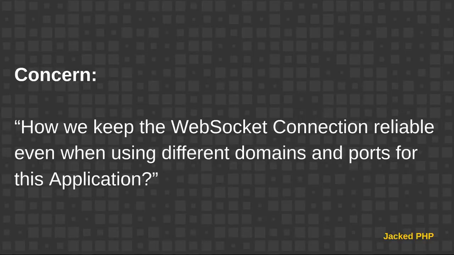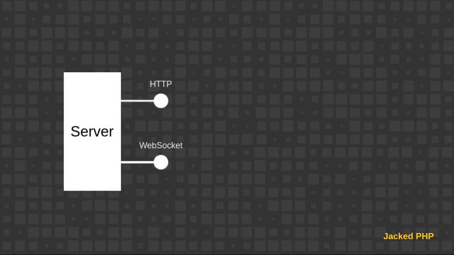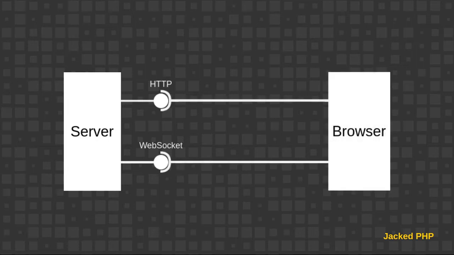Now a concern. How do we keep the WebSocket connection reliable, even when using different domains and ports for this application? The HTTP server only, which is what we had before, only had one interface for connection, the HTTP protocol. Now we have two, the HTTP and the WebSocket. You can visualize our server like this. First, we have those two interfaces available, the HTTP and the WebSocket. And then the browser will connect to both. Before, when we had only HTTP, it would only connect to the HTTP. Now we'll have both, and the browser will connect to both.